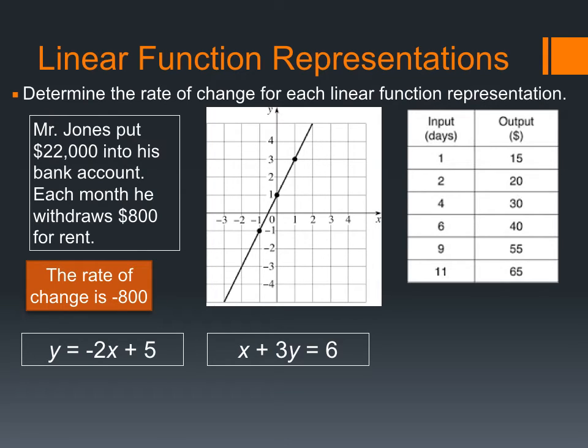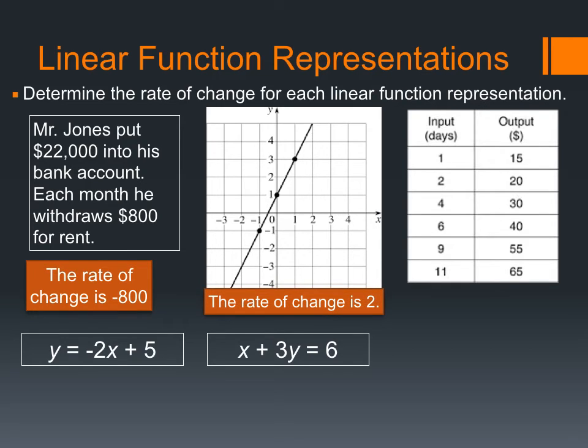So sometimes rate of change is positive, other times it's negative. In the graph, this is increasing, and the slope is 2, right? Because rise over run, up 2 and to the right 1. The rate of change is 2.